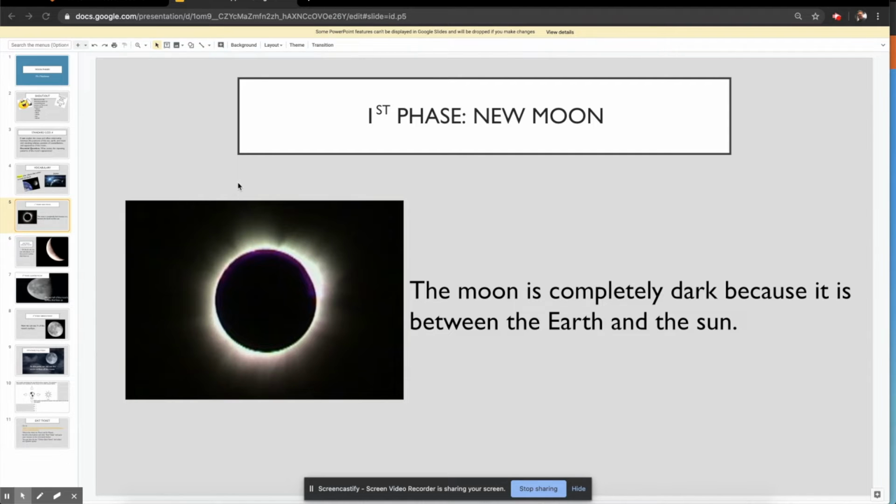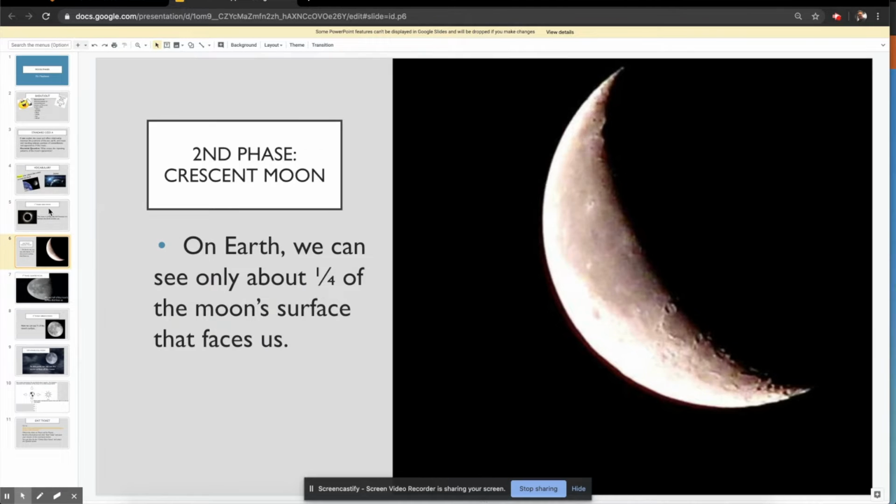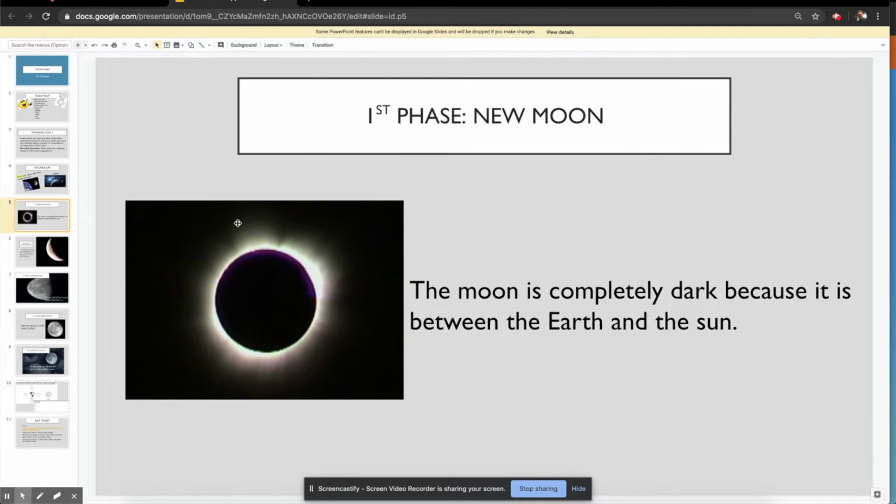All right, let's move on. Let's take a look at now the second phase. So the first phase, just to review right quick, is called the new moon, and that's when it's completely dark because the moon is in between the Earth and the sun.